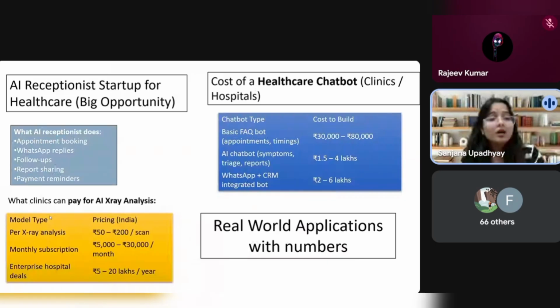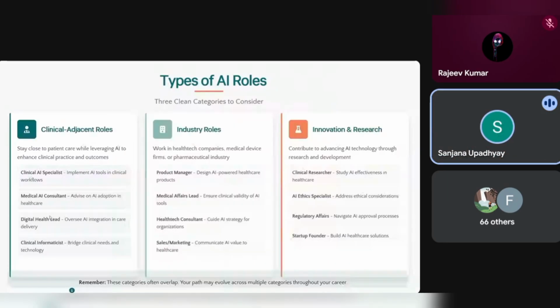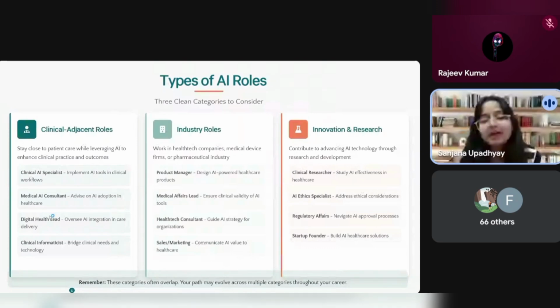So what are the roles in AI? For example, in the workshop form, we asked why you exactly want to join this workshop. Most of the people who joined said that they want a clear understanding of what the career opportunities in AI in healthcare, or AI jobs, are. So I have made a dedicated slide for this.